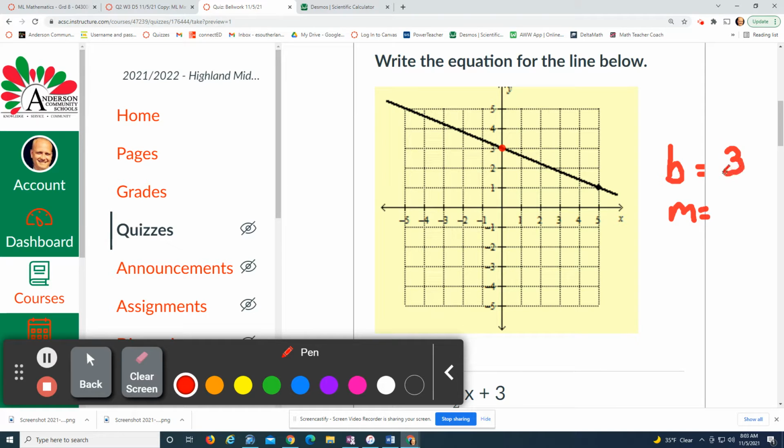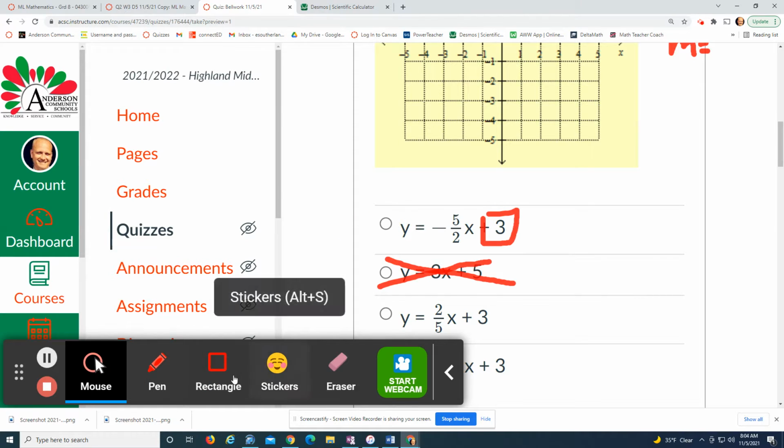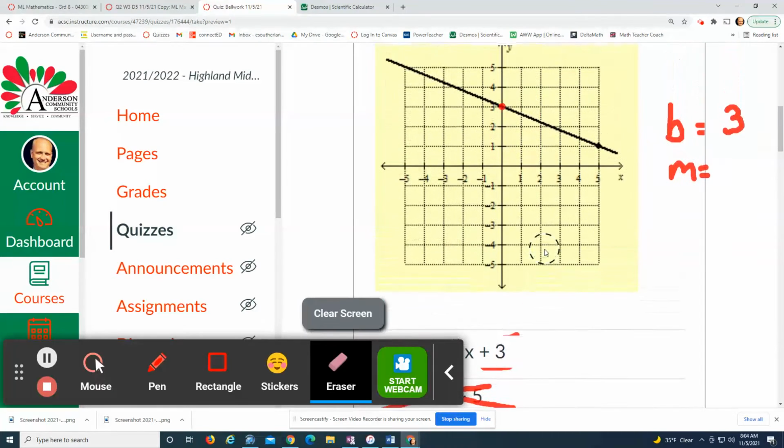When you're doing a multiple choice test, the first thing you should do is scroll down and look. This one is not 3 because the b goes after. It goes after the x. So we know that it cannot be the one that says plus 5.